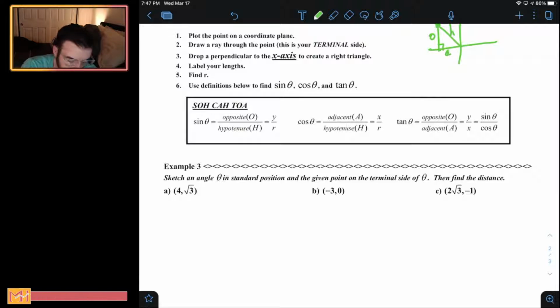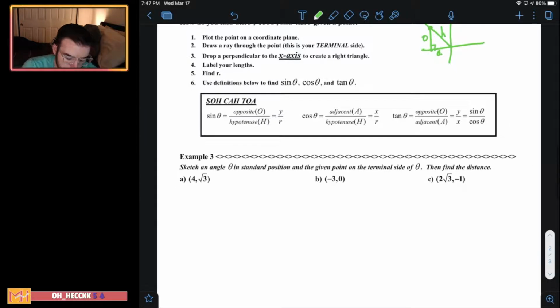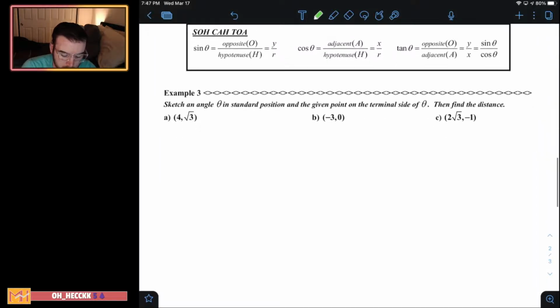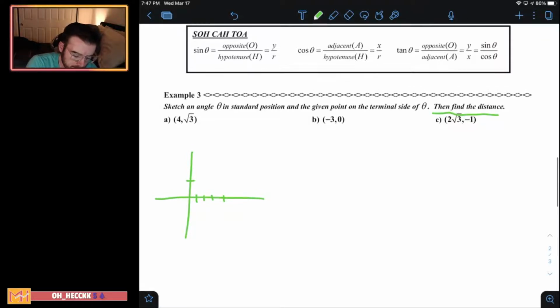Sketch an angle theta in standard position and the given point on the terminal side of theta, then find the distance. I wish that was a little more specific, but we're finding the length of the terminal side. So if I plot 1, 2, 3, 4 to the right, up root 3, what does that even mean? Don't worry about it. Just pretend, right? We know that this point is 4, root 3. Who cares if we go up root 3 accurately? I don't care.